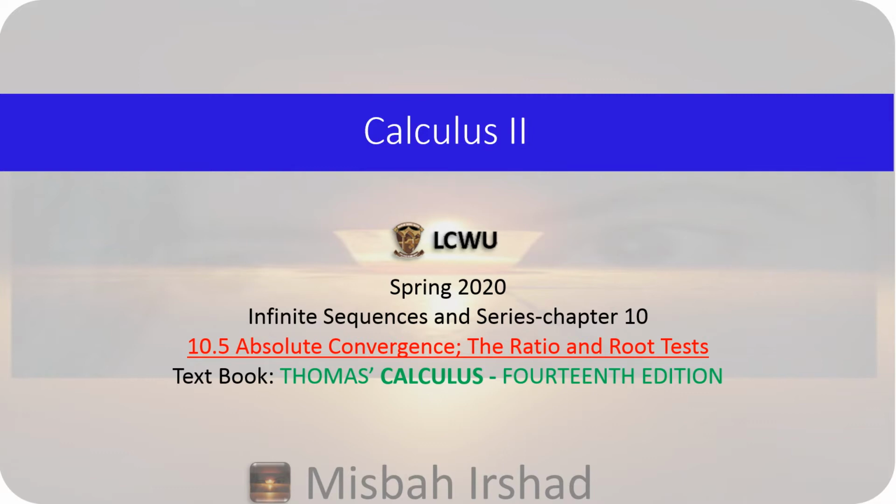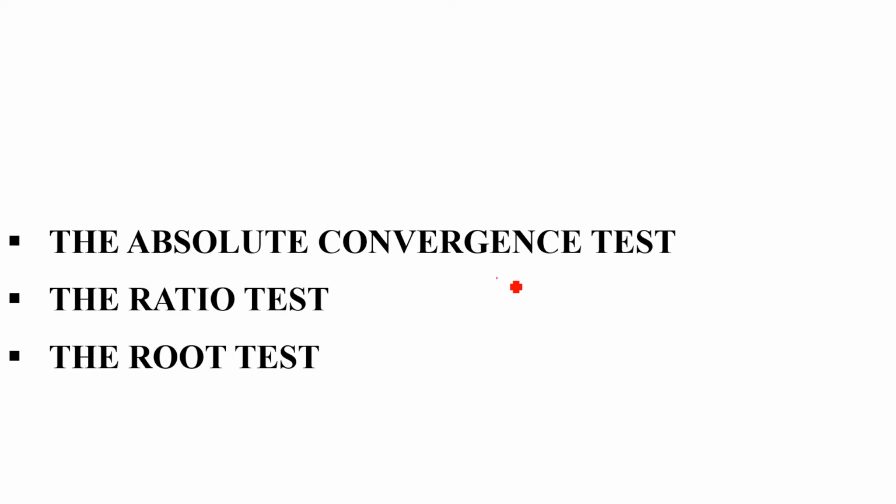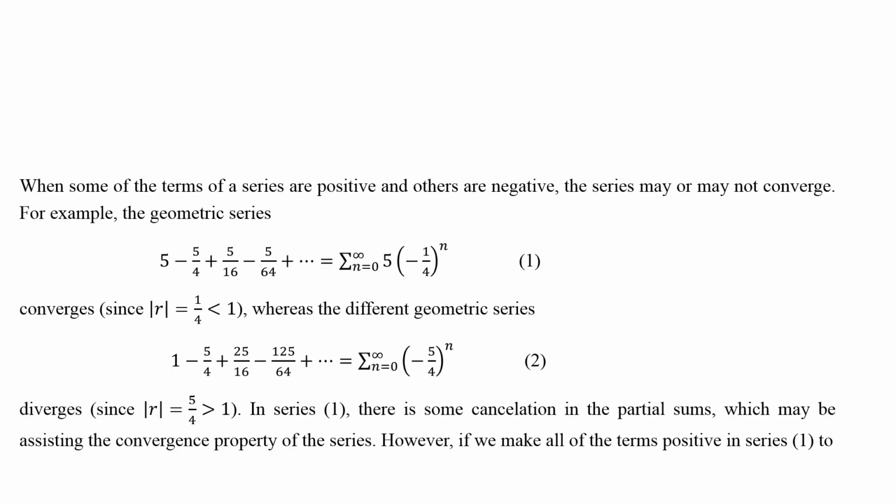So, in this section, we are going to address this problem, and we are going to introduce a few tests, like absolute convergence test, root test, and ratio test. And all these tests revolve around the series having both positive and non-negative types of terms. So let's start. When some of the terms of the series are positive and others are negative, the series may or may not converge. Of course, like any other infinite series, it may or may not converge.